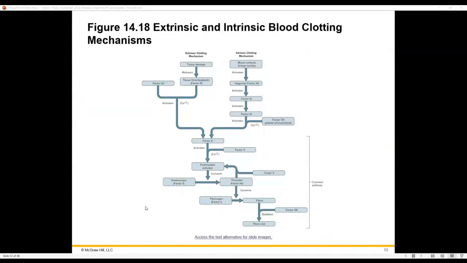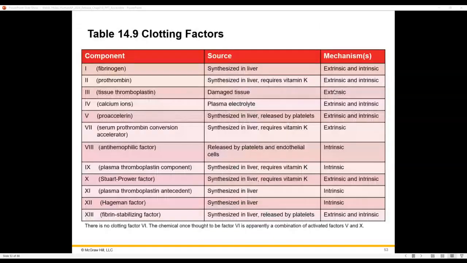Okay, and this is a good figure to get to know, showing you both the extrinsic clotting mechanism as well as the intrinsic. Notice they both start out differently, but they end up pretty much the same. Okay, this is a list of the clotting factors that are involved and where they're synthesized.